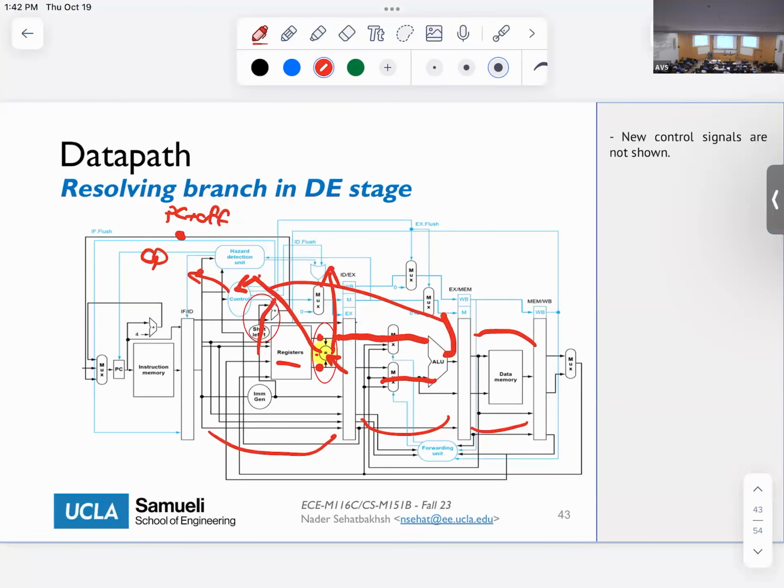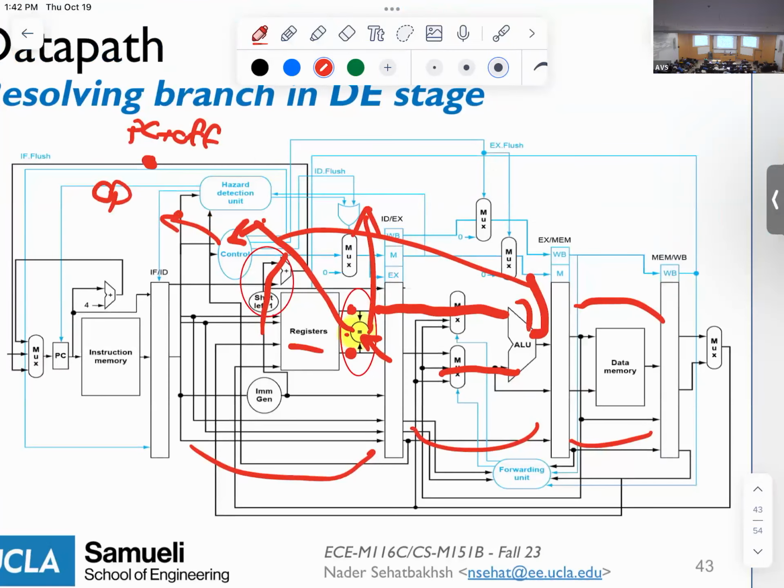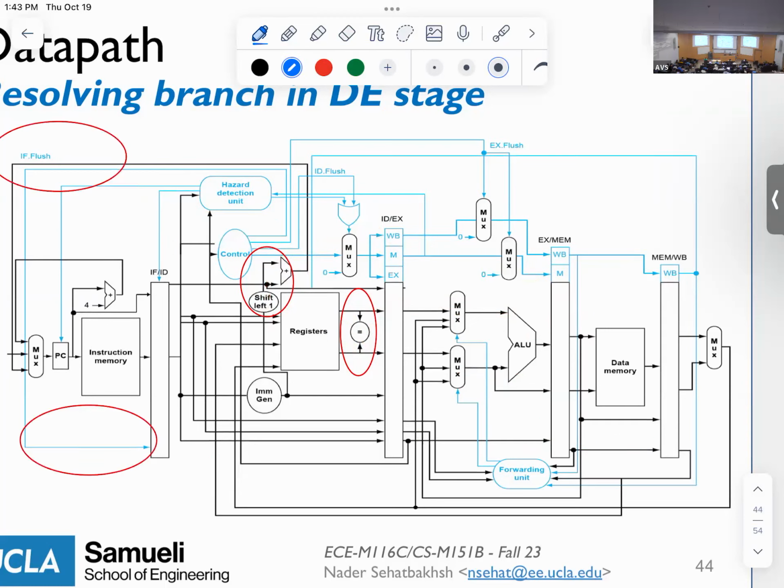So we are resolving the branch in the decode stage. As I said, this zero is not shown anymore. There will be one control signal from here to here. I'm not showing it here, but just keep in mind that there is a blue signal coming out of this controller, coming from here and going here. Since it would become very messy, we didn't show it here, but there is a control signal here. Same zero signal basically. All right.